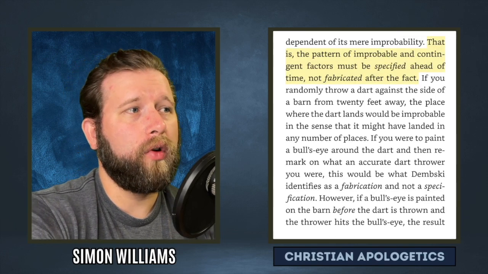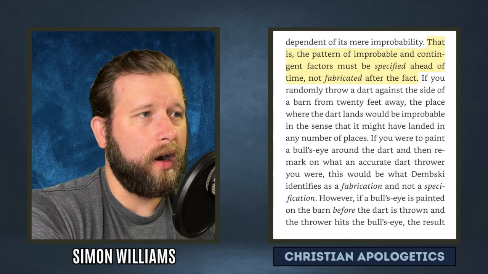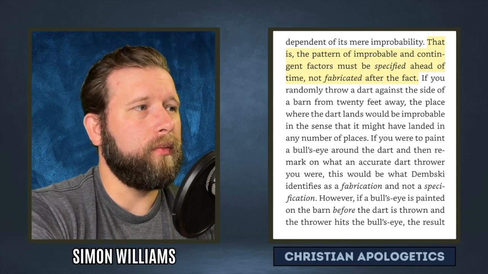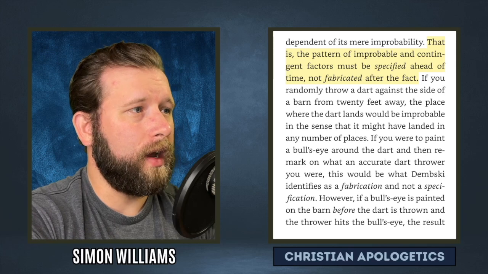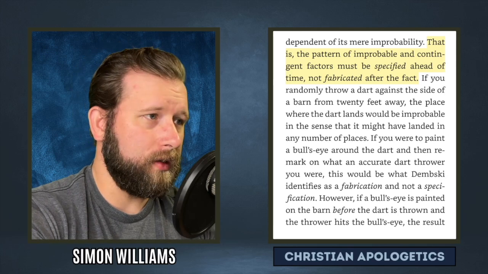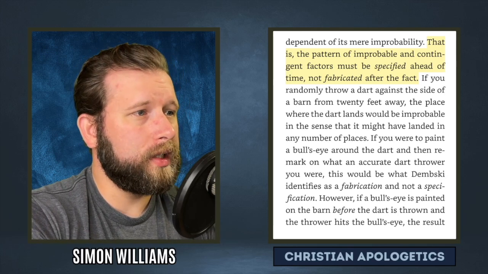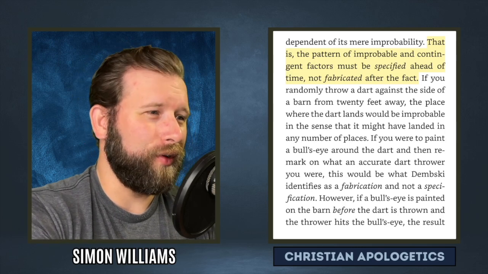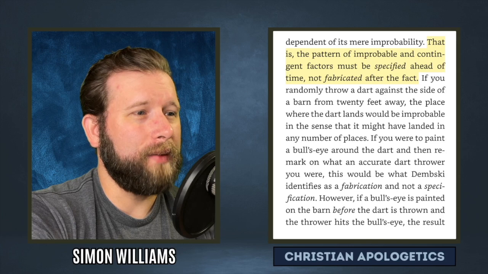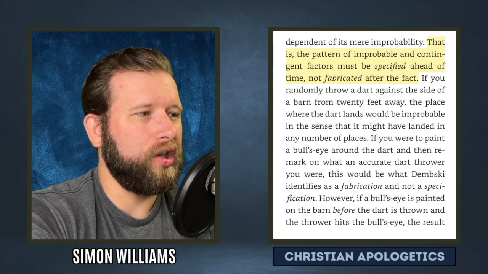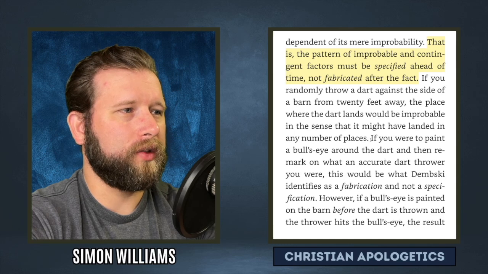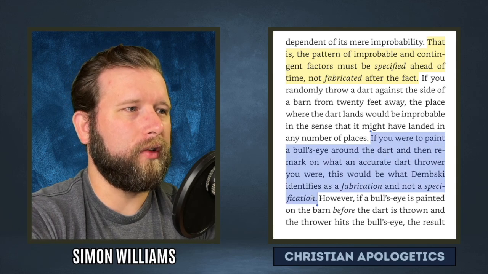If you randomly throw a dart against the side of a barn from 20 feet away, the place where the dart lands would be improbable in the sense that it might have landed in any number of places. If you were to paint a bullseye around the dart and then remark on what an accurate dart thrower you were, this would be what Dembski identifies as a fabrication and not a specification. Okay? All right. I hope that you understand that. This is what he means by after the fact.